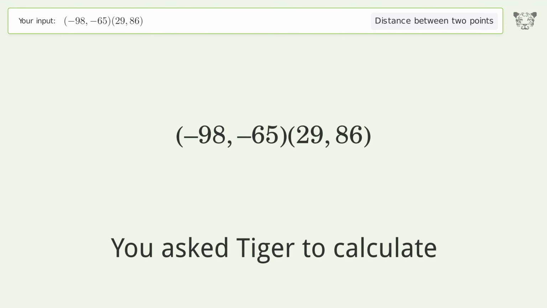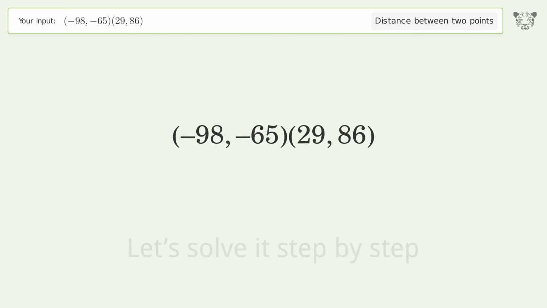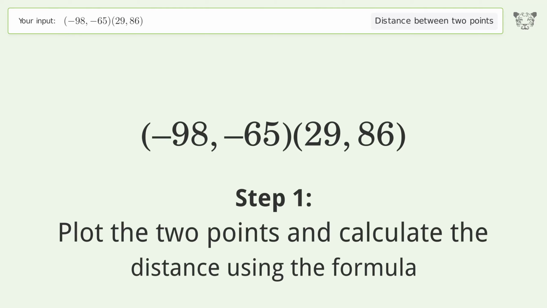You ask Tiger to calculate. This deals with the distance between 2 points. The distance between the 2 points is the square root of 38,930, or 197.307. Let's solve it step by step. Plot the 2 points and calculate the distance using the formula.